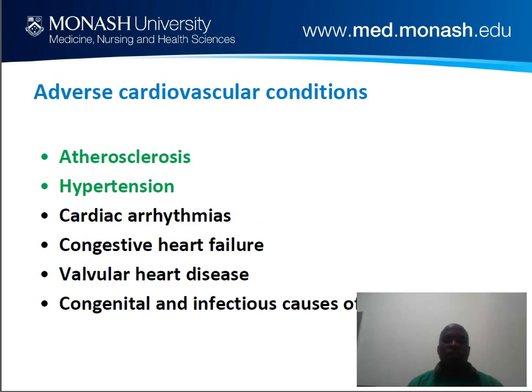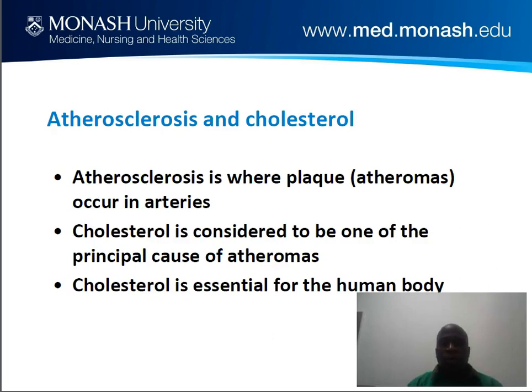So let's look at the adverse cardiovascular conditions, which means these are conditions that can lead to death. First, we have atherosclerosis, followed by hypertension. Those are marked in green because they are among the top contributors to death. Followed by that, cardiac arrhythmias, congestive heart failure, valvular heart disease, also congenital and infectious causes of heart disease. Let's look at atherosclerosis and cholesterol.